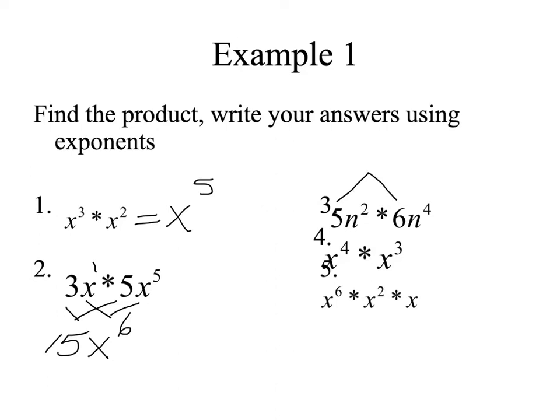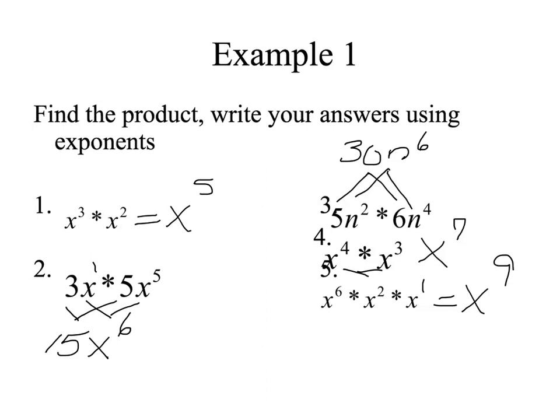The 5 and the 6 get multiplied like normal and we get 30. The n squared and the n to the 4th have exponents, so they get added and we get n to the 6th. In number 4, we just have the same base again, our x's, so we add the exponents, x to the 7. Number 5, that last x needs a 1. 6 plus 2 is 8, plus 1 gives me x to the 9th power. So you'll see that a variable base does not change how the property works.